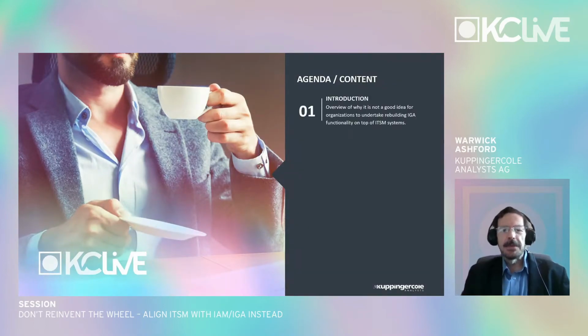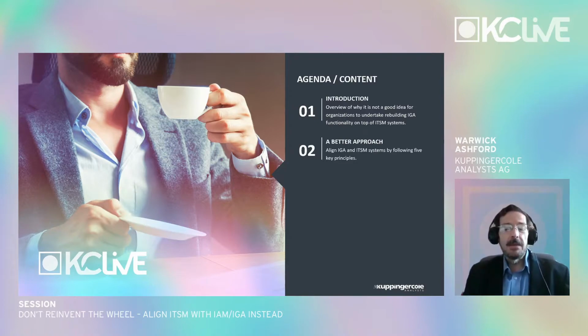I will start with a look at the agenda, the content, and things we're going to look at. I think we'll start with an introduction, so an overview of why it's not a good idea for organizations to undertake rebuilding IGA functionality on top of ITSM systems. Martin Kuppinger covered this in his keynote this morning and talked about the reasons for not really wanting to do that, and I'll go into that in a little bit more detail. Then we'll discuss a slightly better approach, which in our view is to align IGA and ITSM systems by following 5 key principles. And then to wrap up, we'll go through a brief summary of the key points.